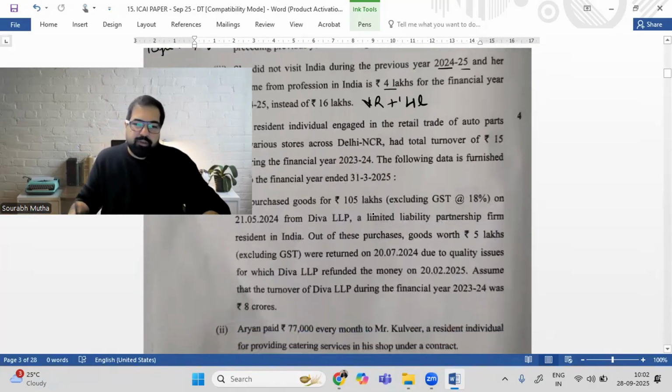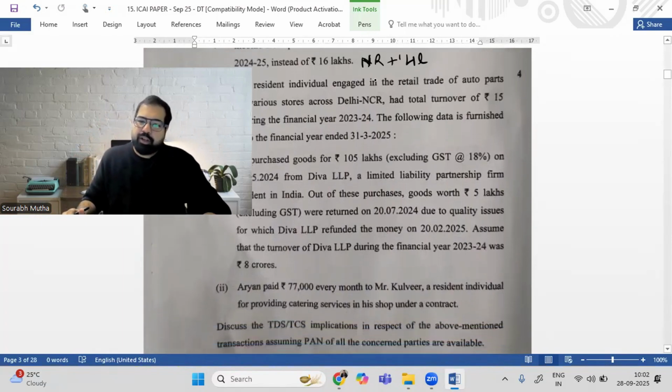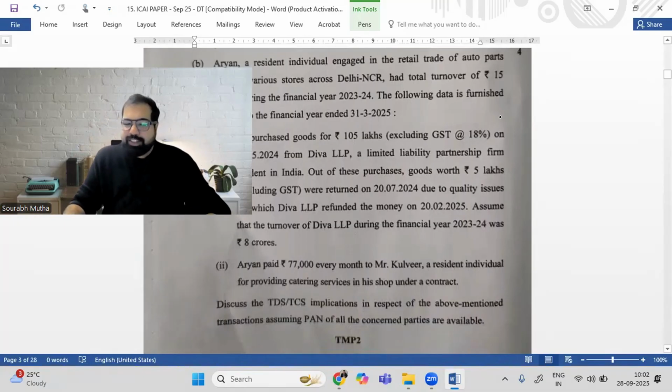I don't think this is very difficult. On a scale of 10, I think this is medium. So 5 on 10, the difficulty level. Let's go to the next mark, guys.